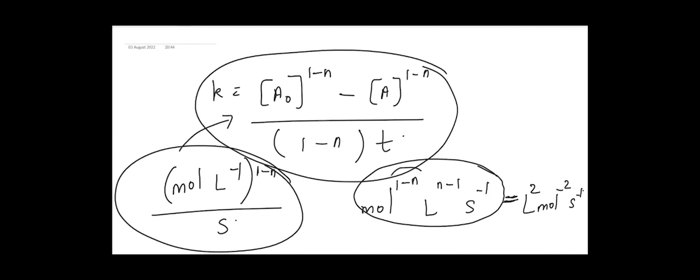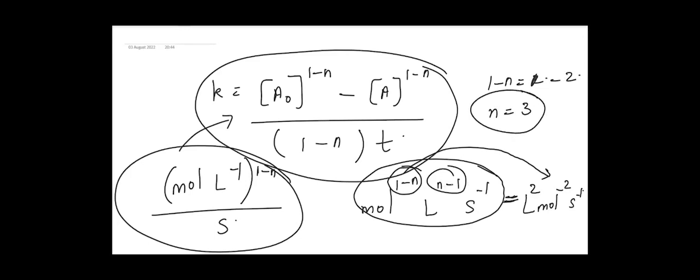Now we can equate the power of liter or mole or second. Now 1 minus n is nothing but minus 2, so n is nothing but 3. We can also use this relation: we can compare the power of liter, n minus 1 is equal to 2. From here also we get n is equal to 3. So the order of the reaction is nothing but 3. So let us move on to the next question.